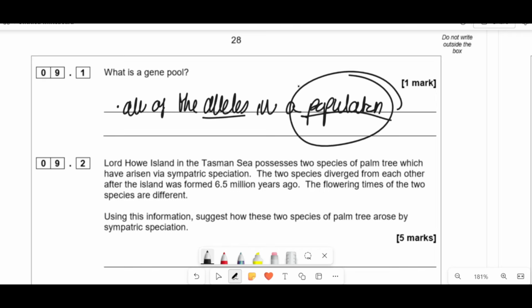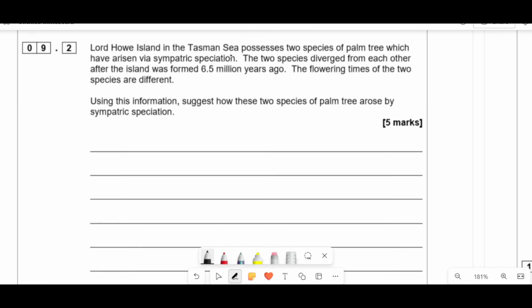Lord Howe Island in the Tasman Sea possesses 2 species of palm tree, which have arisen via sympatric speciation. These 2 species diverged from each other after the island was formed 6.5 million years ago. The flowering times of these 2 species are different. Using this information, suggest how these 2 species of palm tree arose by sympatric speciation.